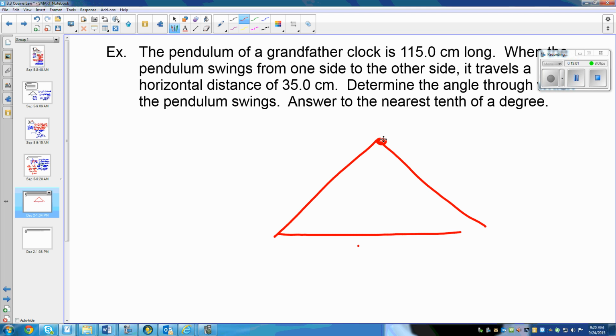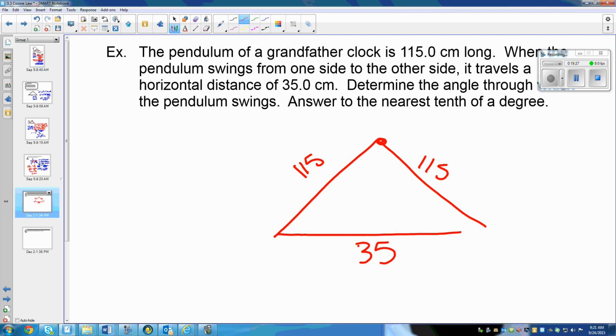So what do you know about the side lengths of this triangle? They're equal. They're equal to the length of the pendulum. So it's 115 and this is 115. And this side length down here is 35. My picture does not really reflect what's going on because the 115 side lengths look fairly close to the 35 side length, but that's okay.